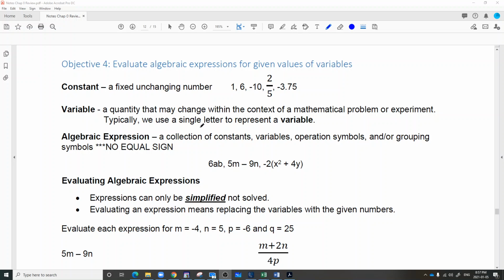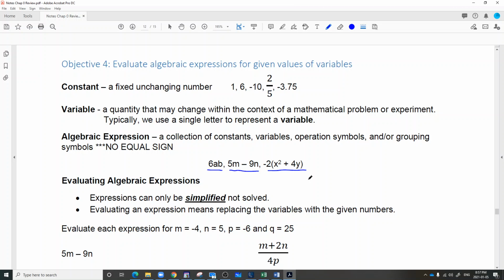Typically, we use a single letter to represent a variable. This variable can be any letter that we want. And what we've been dealing with so far is what's called algebraic expressions, which is a collection of constants, variables, operations, and our grouping with no equal sign. So for example, this is an expression, 6ab. This is another expression, 5m minus 6 or 9n. This is another expression. So they contain a mixture of constants and variables.